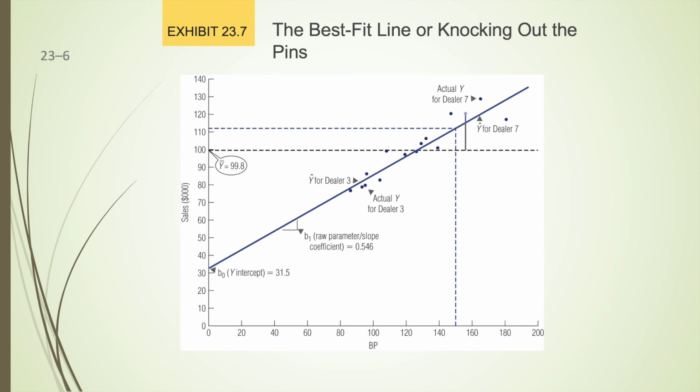Again, we're not going into that because it's going to be too detailed, but really once you plot it out, you have sales on the y-axis, you have building permits on the x-axis, you line those out, number them out, find the mean, which is 99.8 in this case, and then just plot all of those sales on the graph and then draw a line right down the middle of it all, and that will give you the best fit, or knocking out the pins.